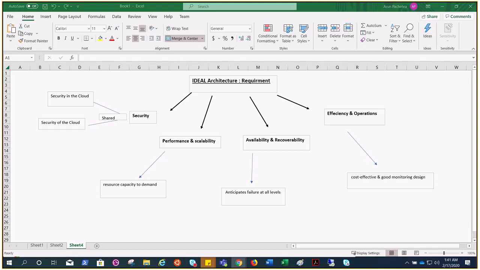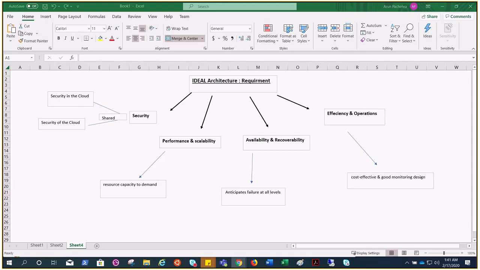Hello everyone, welcome to the next video in architectural concepts, and today we are going to understand what are the requirements for the ideal architecture. Okay, well, it doesn't matter whether you are in Azure or AWS or any cloud, or maybe on premises. These things are applicable for all kinds of architectures.